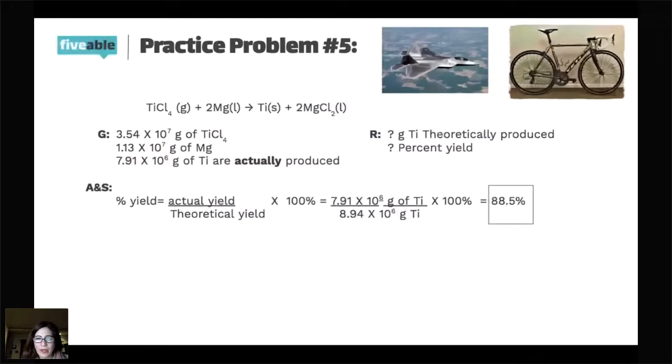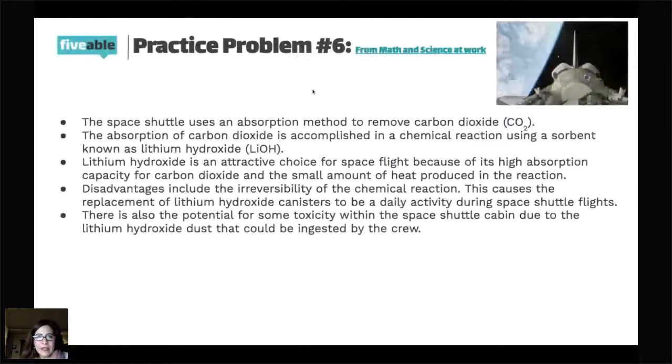Okay, so we're going to move on to another problem. So this problem, I took it from the Math and Science at Work. Here is the link if you want to go through it. It's very interesting. And it talks about how they deal with carbon dioxide in space shuttles. So the space shuttles use an absorption method to remove the carbon dioxide. As you know, if we breathe carbon dioxide, that's toxic to us. So the astronauts need to get rid of it to avoid getting intoxicated with their own carbon dioxide.